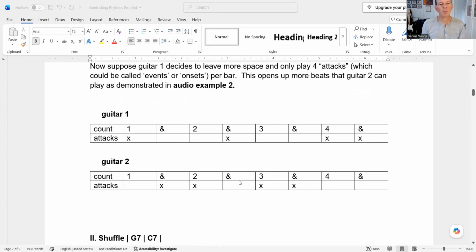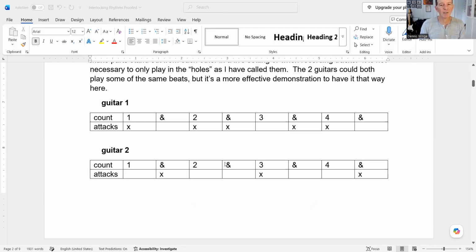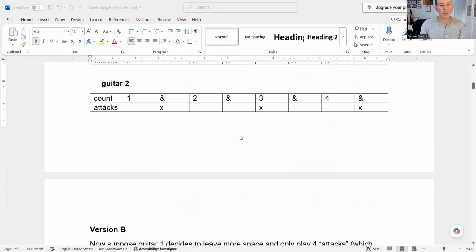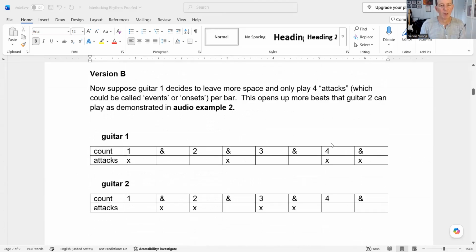Now suppose in example 2 that guitar 1 realizes it was hogging up a lot of space and reduces its number of hits from 5, which it had up here, to 4, which it'll have here, like 1 and 4 and 1 and 4 and. Let's just suppose that's guitar 1 now. And then there are more holes to fill.